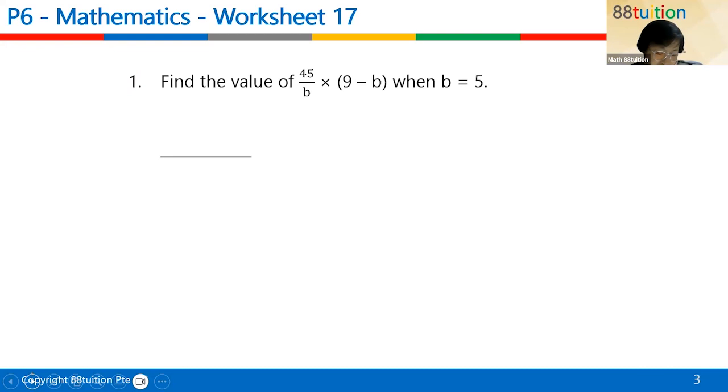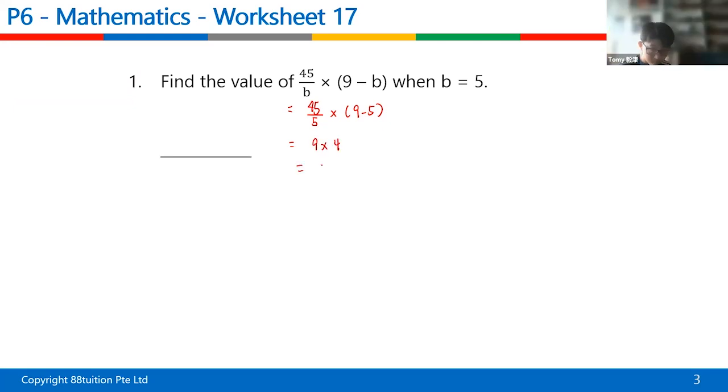Okay. All right. 45 over b times 9 minus b. b is equal to 5. So I put 5 inside. Then I have 9 minus 5, which is 4, so 45 over 5. And that gives you 9 times 4. Do you have this? Yes or no?